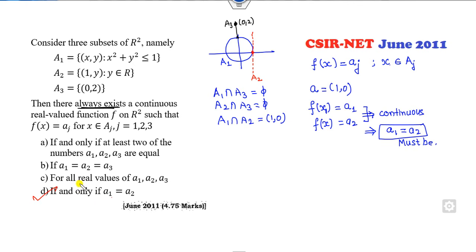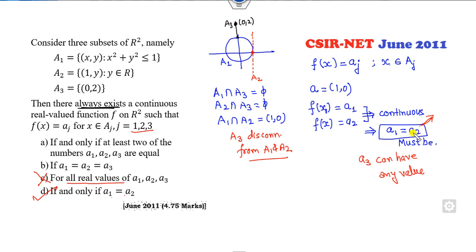If and only if, that's a fine statement. However, what is the A3? Because A3 is disconnected from A1 and A2, what does it mean? A3 can have any value. Fine. It may be equal to A1 and A2, but it can have any value. So if and only if this is satisfied for all real values, that's wrong, because we must have A1 and A2 the same. A1 and A2 are the same, so A3 can have any value. So I can assume A3 as A2, or A3 is not equal to A2.